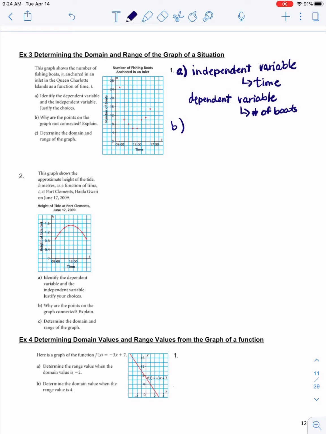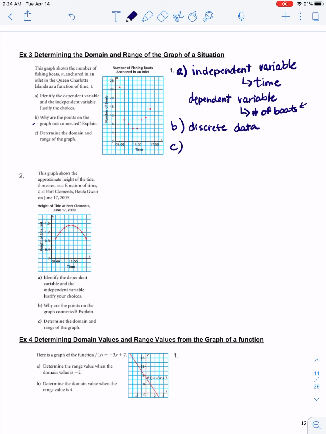For B, why are the points on the graph not connected? This is what we call discrete data, because we're talking about the number of objects, in this case the number of boats. We can't have half a boat, so there's just no way that we can connect these dots. When we connect these dots, we imply that there's going to be half a boat or a quarter of a boat, which doesn't make any sense. So it's called discrete data. That's why the lines aren't connected.